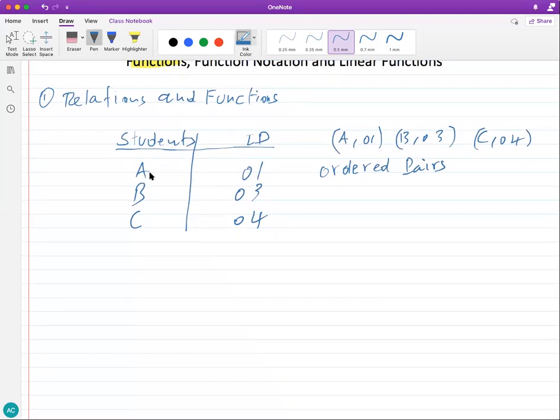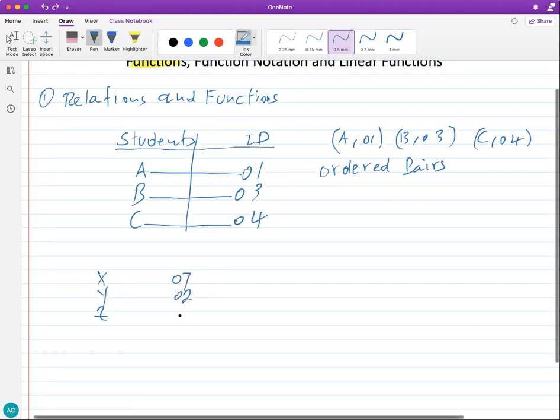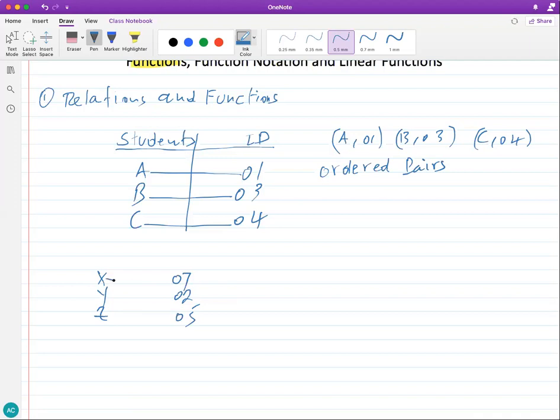What I mean by that is, for example, here, one student can only have one ID. In certain cases, you may see an element from here with 2 values from here. For example, you may see X, Y, Z, and let's say 7, 2, maybe 5 here. You may see an element from here having 2 values, which basically makes this not a function.